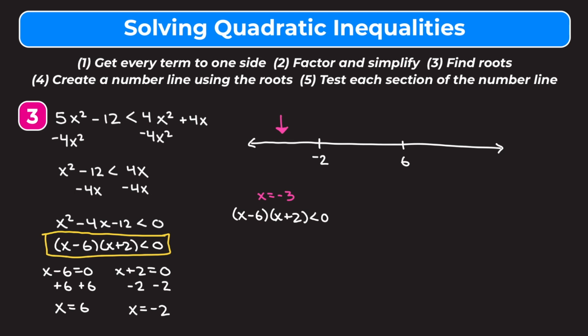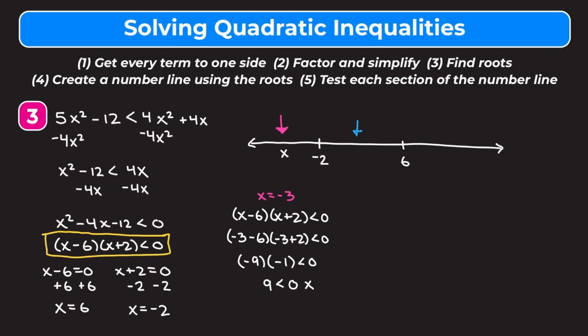And now we're just going to do the same thing that we've been doing. We're going to replace x with our x value that we chose of negative 3. So we have negative 3 minus 6 times negative 3 plus 2 is less than 0. And we're going to simplify each set of parentheses. So negative 3 minus 6 is negative 9, and negative 3 plus 2 is negative 1. And negative 9 times negative 1 is a positive 9. So we get 9 is less than 0, which is not true. So this part of our number line does not work.